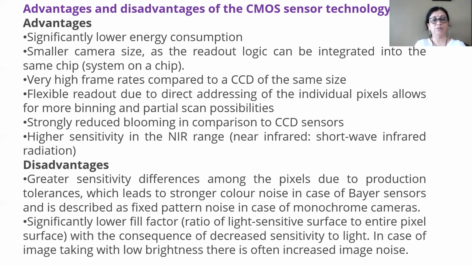Okay, so there are certain disadvantages, and one of the important disadvantages is the greater sensitivity differences among the pixels due to production tolerance. This is the big disadvantage, and this may lead to color noise. Both these disadvantages contribute to less sensitivity of CMOS sensor. So less sensitivity is its disadvantage, but greater speed is its advantage.